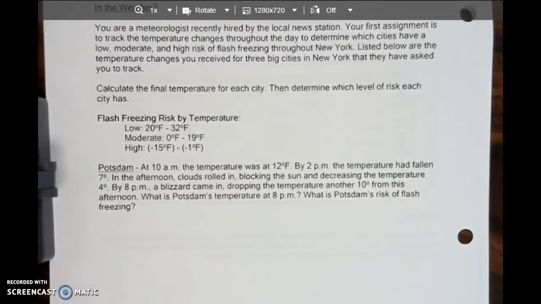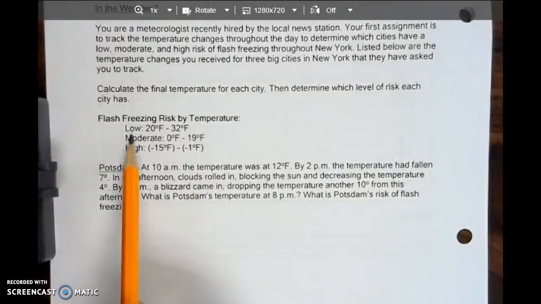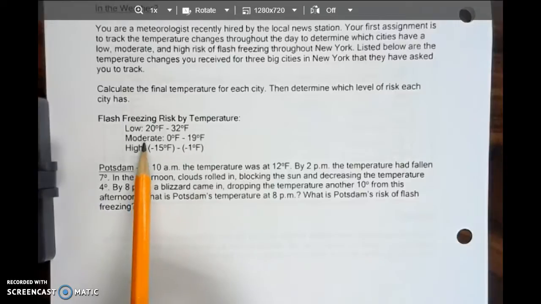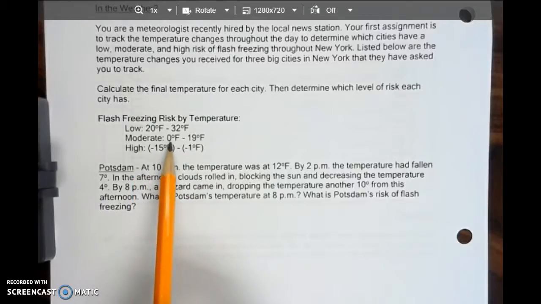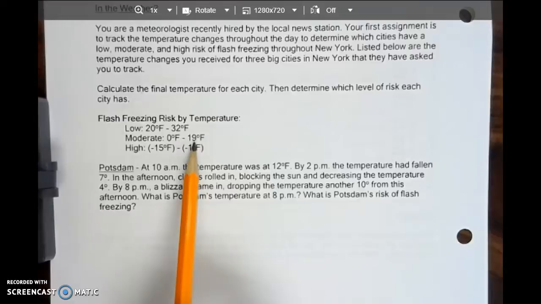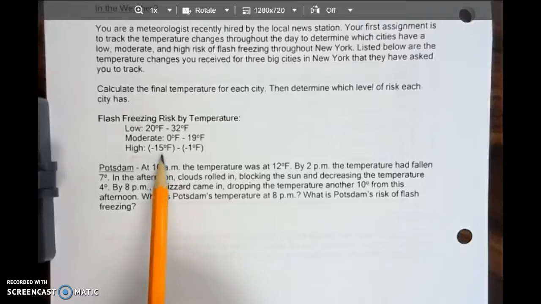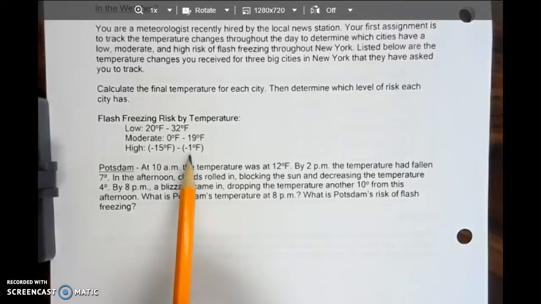Listed below are the temperature changes you received for 3 big cities in New York that they have asked you to track. Our goal is to calculate the final temperature for each city and then determine which level of risk each city has. The flash freezing risks by temperature: it's a low risk if it's between 20 degrees Fahrenheit and 32 degrees Fahrenheit. It's a moderate risk of flash freezing if the temperature is between 0 degrees and 19 degrees Fahrenheit. And it's a high risk of flash freezing if the temperature is anywhere between negative 15 degrees Fahrenheit and negative 1 degree Fahrenheit.